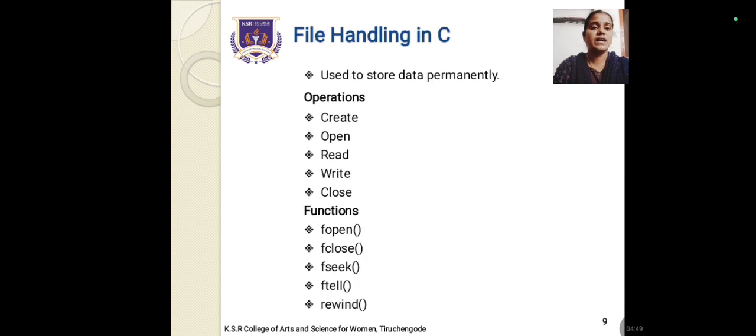Next one is file handling in C. File handling allows programs to store data permanently instead of keeping it only in memory. Files can be created, opened, read, written and closed. Functions like fopen and fclose are used to manage files. Functions such as fseek, ftell and rewind help us move within a file.